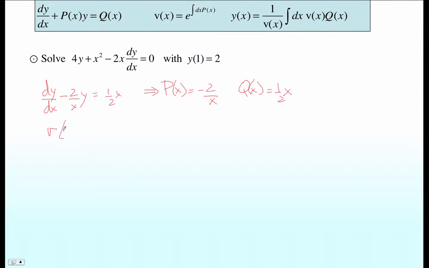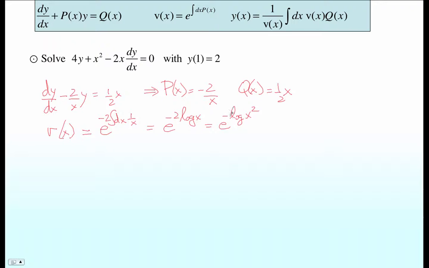That v of x is then e to the integral dx, and p of x is from here minus 2 over x, so dx over x, which integrates to log of x. So this is e to the minus 2 log x, and if you like, you can write this as e to the minus log of x squared.